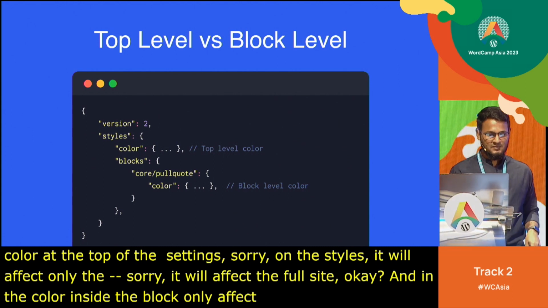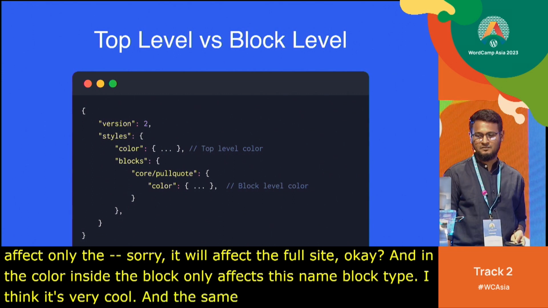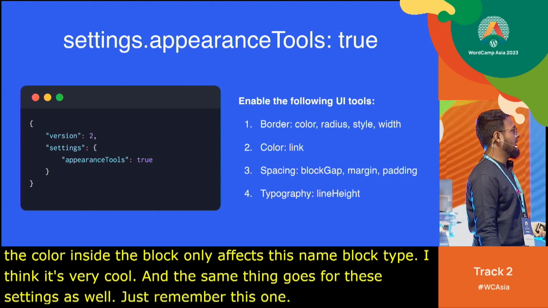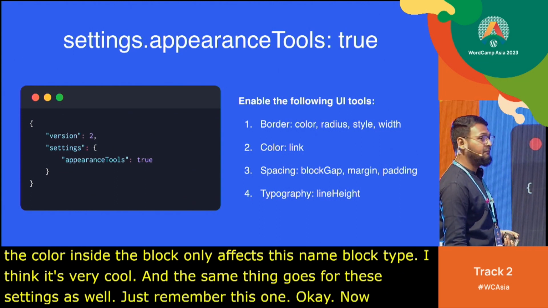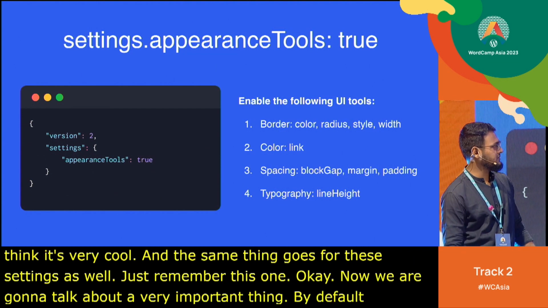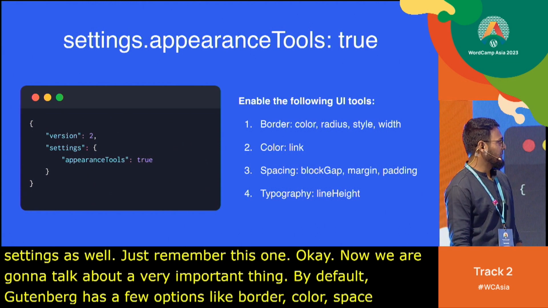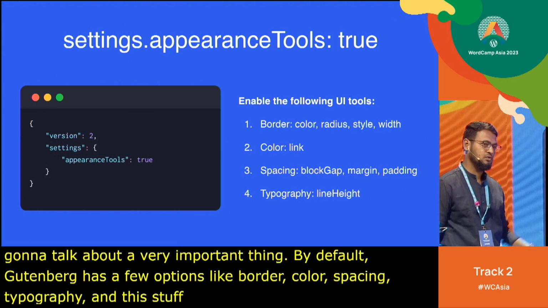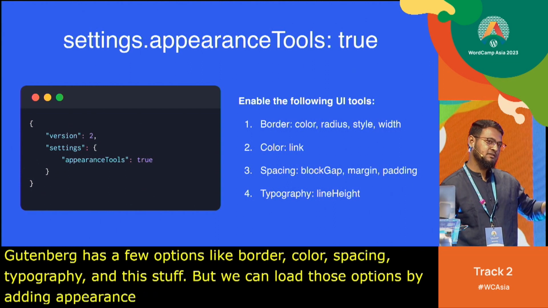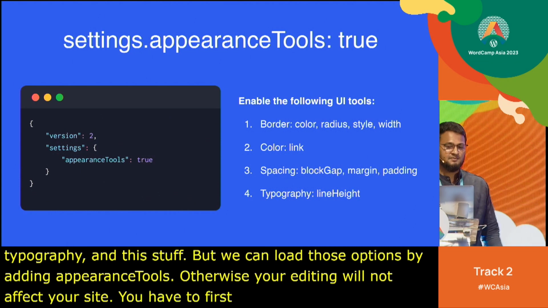I think it's very cool. And the same thing goes for the settings as well. Just remember this one. Now we are going to talk about a very important thing. By default, Gutenberg disables a few options like border, color, spacing, typography, this stuff. But we can enable those options by adding true to appearance tools. Otherwise, your editing will not affect your site. You have to first of all set true to appearance tools inside settings. So this is very important.